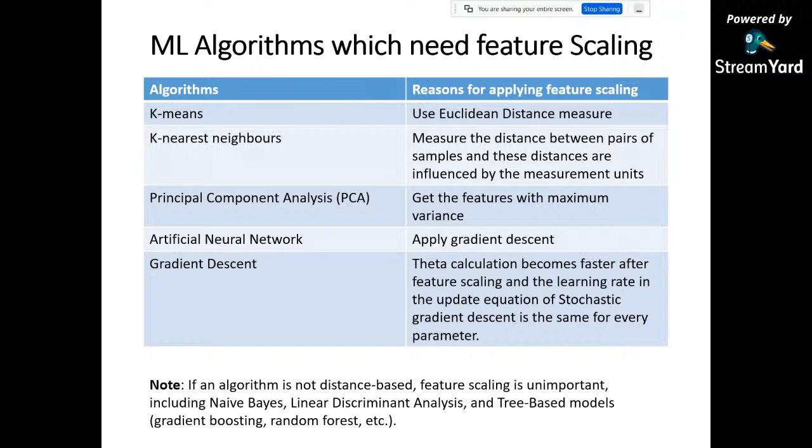One more important point: if an algorithm is not distance based, then feature scaling is unimportant. There are certain algorithms which are not dependent on distance measures, so we don't need to go for feature scaling there. Some examples are Naive Bayes based algorithms, linear discriminant analysis, and tree-based models, including gradient boosting and random forest. They don't require feature scaling, basically. And algorithms like KNN, K-means and PCA are distance based, so that's where we go for feature scaling.